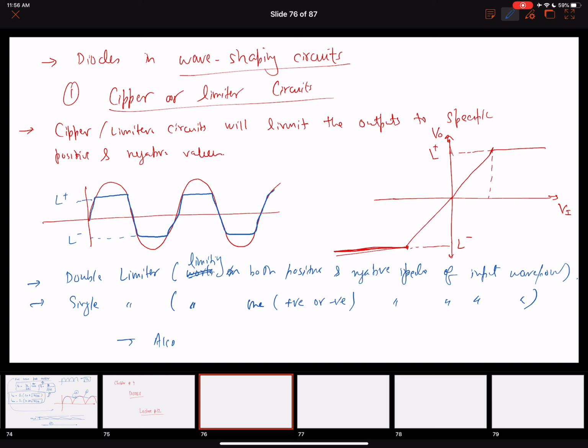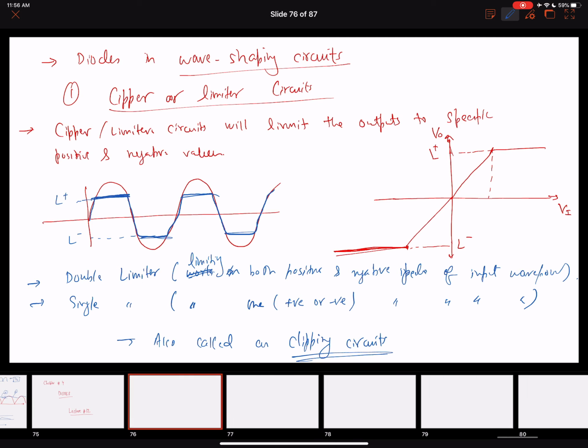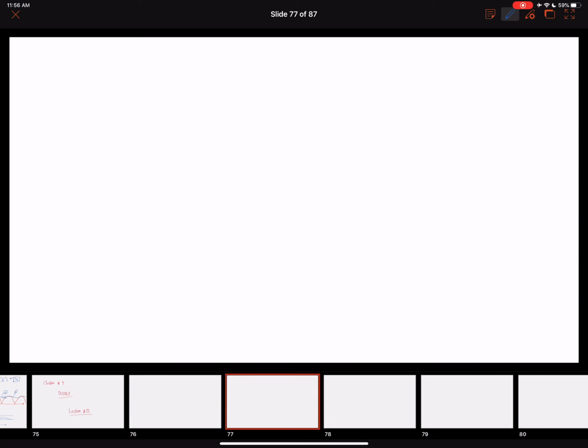Also called clipping circuits. As you can see, it is clipping the waveform at this point and this point. All right, so let's do some examples. Before we build some circuits, there's one more important thing. I'm going to define the difference between a hard limiter versus a soft limiter. A hard limiter is the example that I have just shown.